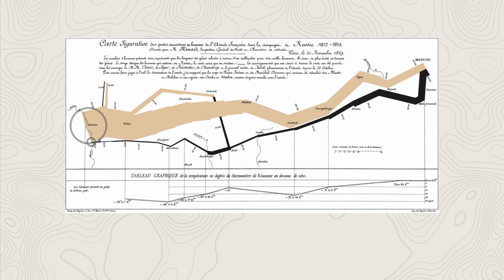But think about how much information is being conveyed in this one singular graphic. You have the spatial relationship between everything, the map. You have the size of the army, both on the offensive and on the retreat. You have temperature. And you have relationships as the army grows and shrinks, depending on if people join or leave. Incredibly powerful graphic.